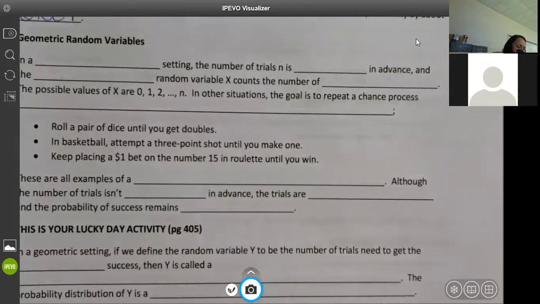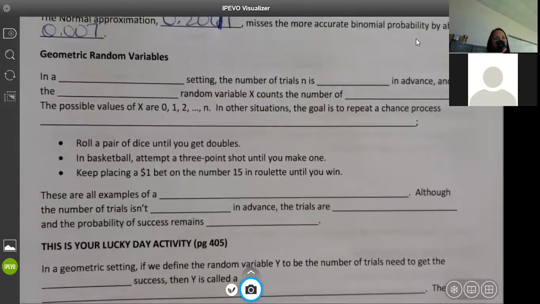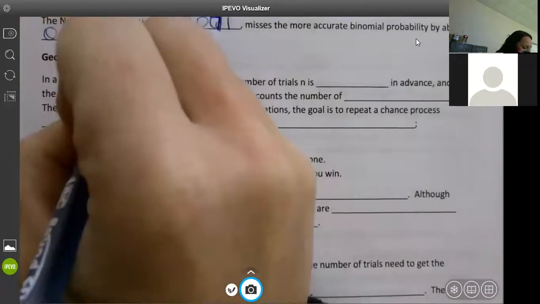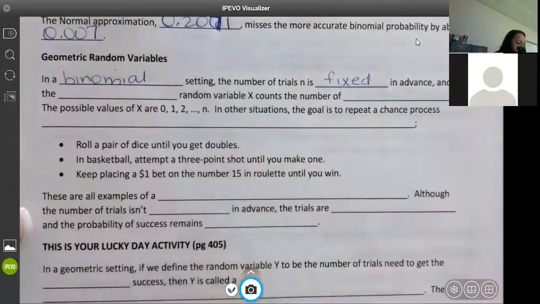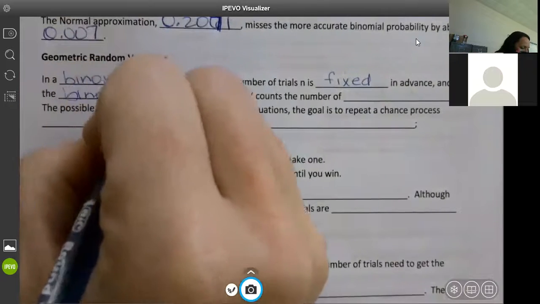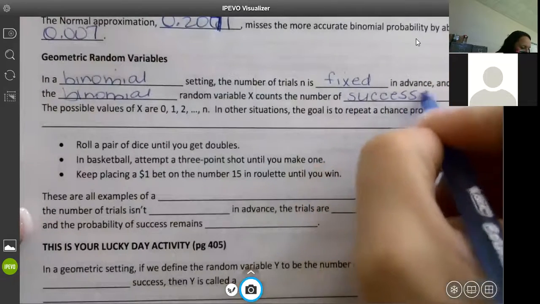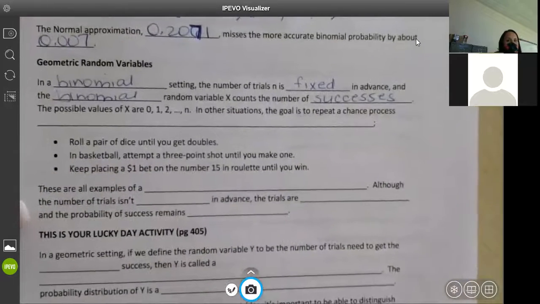So today we're going to talk about geometric random variables. And remember that geometric random variables are variables where you do your trials until you get a success. So binomial is a fixed number and geometric is not. In a binomial setting, the number of trials n is fixed in advance, and the binomial random variable counts the number of successes. So the possible values of x are 0, 1, 2.